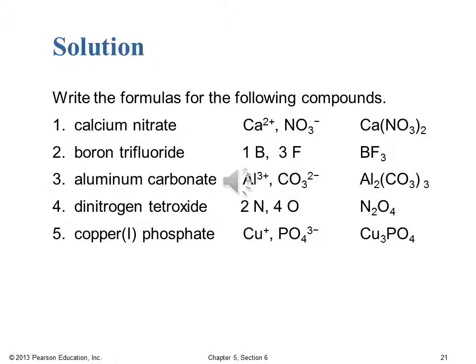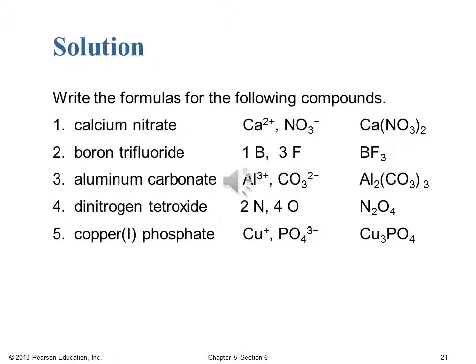Number 3, aluminum carbonate. So aluminum's a group 3A or group 13 metal. We'd expect it to form a 3+ ion. Carbonate is CO3 2-, and that means we're going to have to swap our charges to get our subscripts and then check to make sure they're not divisible by some common value. And in this case, we end up with Al2, then in parentheses CO3, right? Whenever we have more than 1 of a polyatomic, we need it in parentheses, and then a subscript 3 after the end parenthesis.